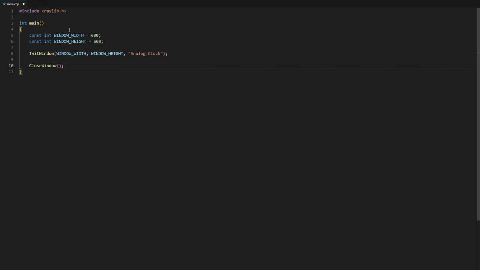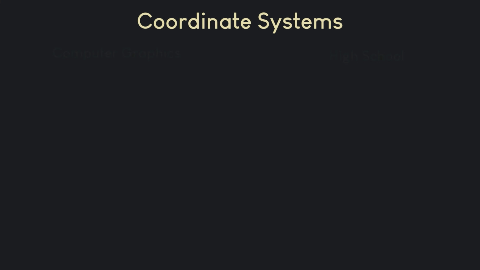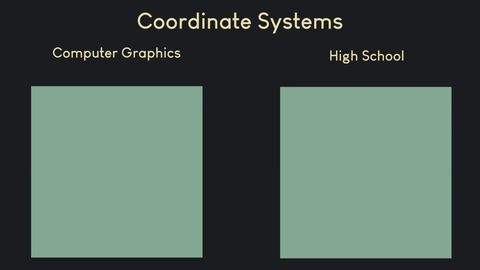Perfect. We just created the window, and to draw on it, we use a coordinate system similar to the one taught in high school. Each point on this window has its unique x and y values. The coordinate system used in computer graphics differs from the standard Cartesian coordinate system taught in high school. In computer graphics, the origin of the display is located at the top left corner, with 0, 0 being at the top left.